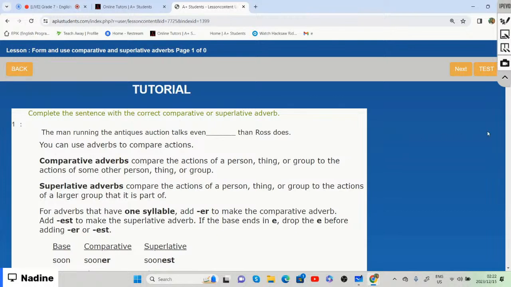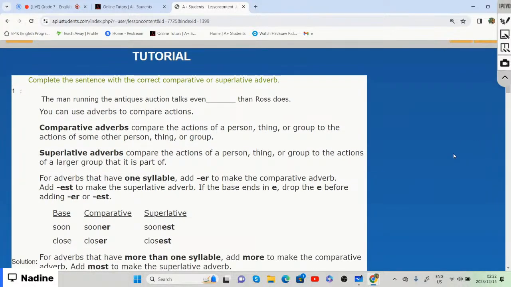And when we have adverbs that basically only have one syllable, we add er to our adverb to make the comparative adverb. And we then add est to make the superlative adverb. And remember, we said a superlative is where we compare it to a larger group. And if the base word ends with an e, then we drop the e before adding er or est.